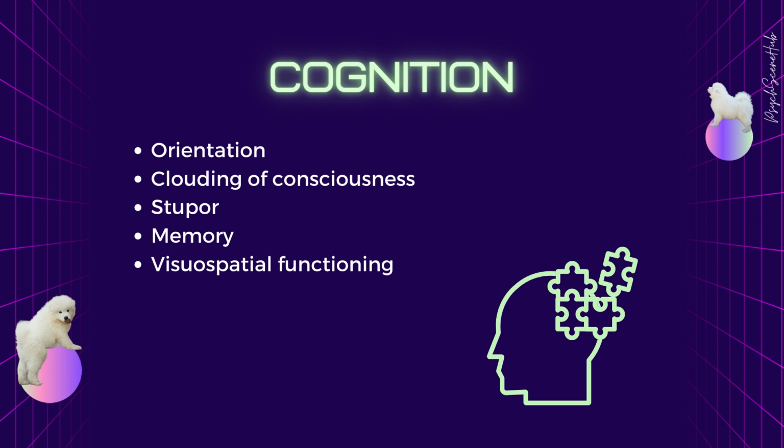Next, we pay attention to stupor. Is it present? It's a state where the individual is mute, immobile, or unresponsive for some period of time. Then we assess immediate, recent, and long-term memory. The next step is visuospatial functioning. So here we are looking for the ability to identify visual and spatial relationships between the objects.